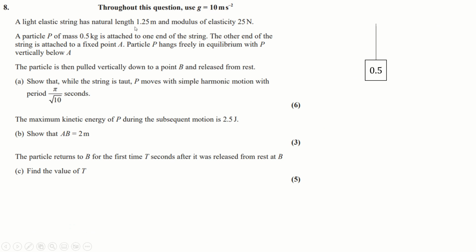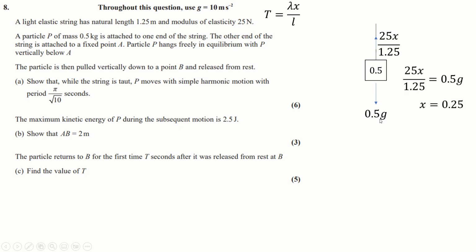Anyway, so we draw it down, and we've got mg coming downwards here, 0.5 g. We've got tension, which is modeled via this formula. And now what I want to do is find the equilibrium point, of course, first. So we set tension to be 25x over 1.25, and we'll set this equal to this to find the equilibrium point. We get x as this, using g as 10, remember, makes this 5. And we get x as that. So that's the stretch in equilibrium, which is really useful for me to know.